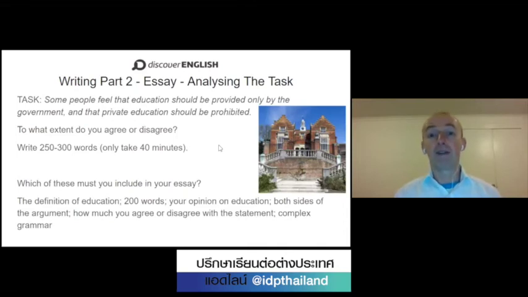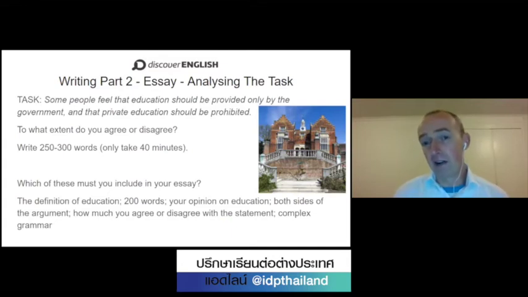So writing part 2. For writing part 2, you've got the essay. You've got an essay which has various different stages, sections of the essay, and you've got a task. And let's have a look at the task first. So the task I've used here as an example is: some people feel that education should be provided only by the government and that private education should be prohibited.